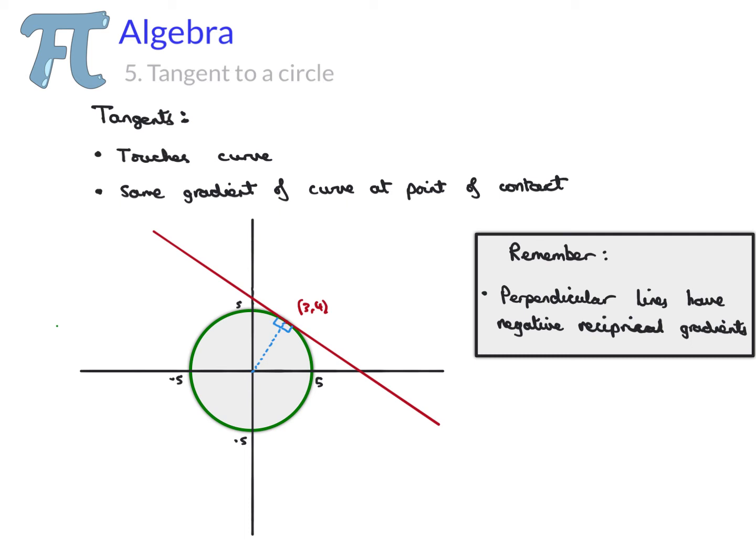The gradient of this line from the origin to 3, 4 can be found since we know 2 points that it goes through, the origin and 3, 4. The gradient can be found by the change in y over the change in x, which is 4 over 3. Therefore, the gradient of the tangent must be negative 3 over 4. We now know 2 things about this tangent, so we can find its equation.